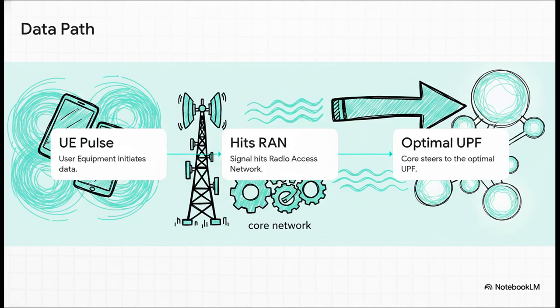But remember, in 5G, the cell tower is disaggregated into 3 specialized parts. You've got the RU, or radio unit, at the top, the DU, or distributed unit, nearby, and the CU, or centralized unit, further back. Step 3. Once it passes the RAN, traffic is dynamically steered to the optimal user plane function.